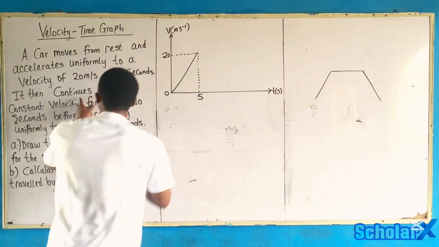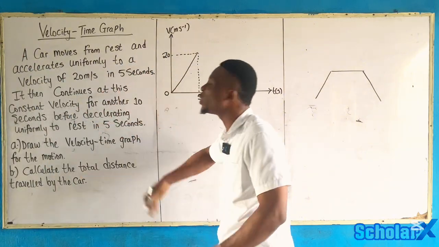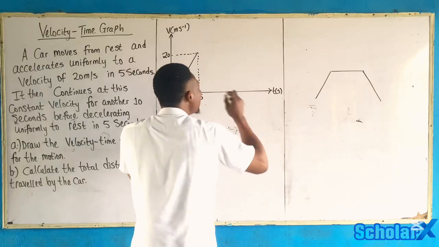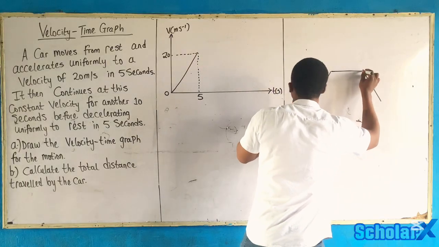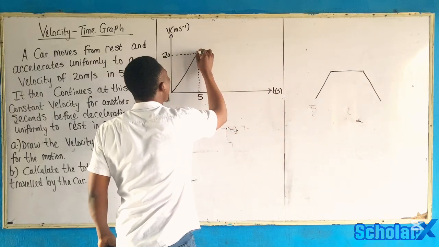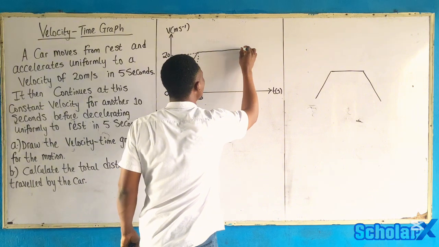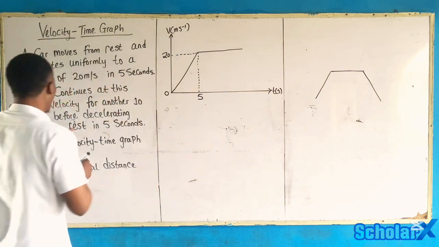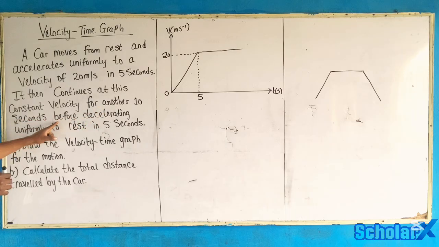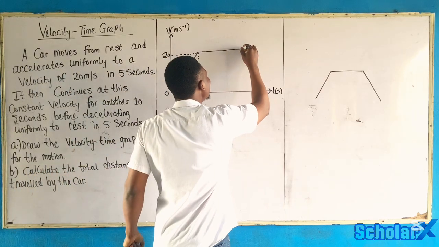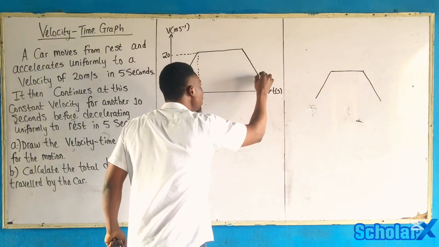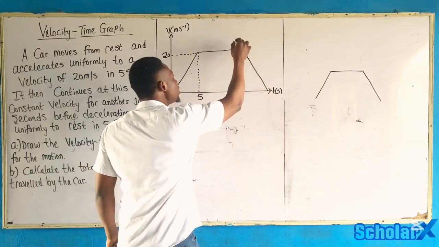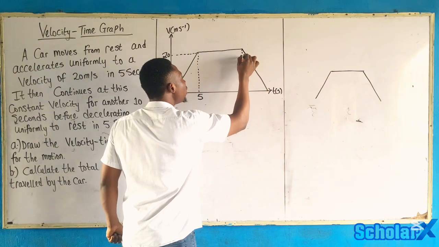It then continues at this constant velocity for another 10 seconds. So constant velocity, I told you constant velocity, this is constant velocity. So it moves for another 10 seconds at constant velocity. All right, at constant velocity. Now, for another 10 seconds before decelerating uniformly to rest in 5 seconds. So it now decelerates uniformly to rest in 5 seconds. So this is deceleration. All right.